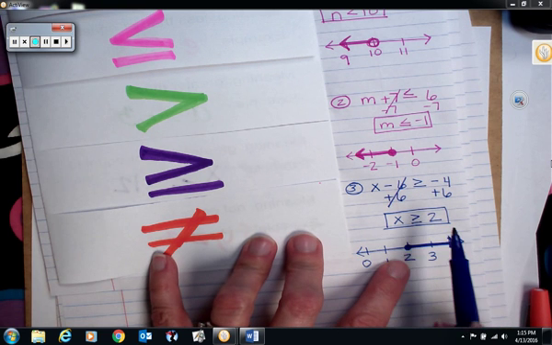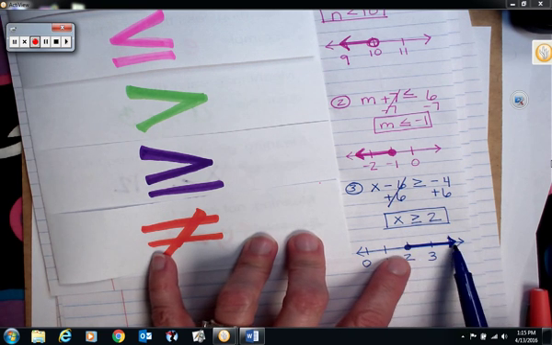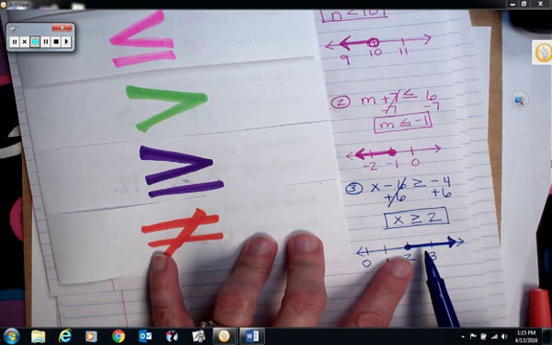So I'm going to draw a solid arrow from 2 forward to the right to show that all of my solutions for x are greater than or equal to 2.